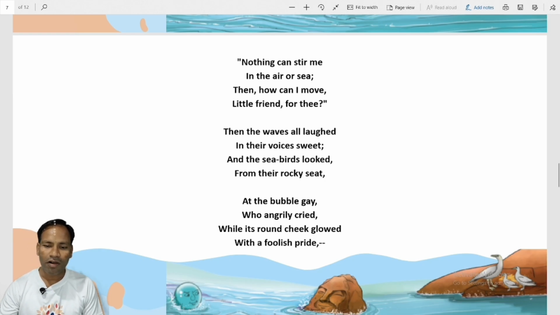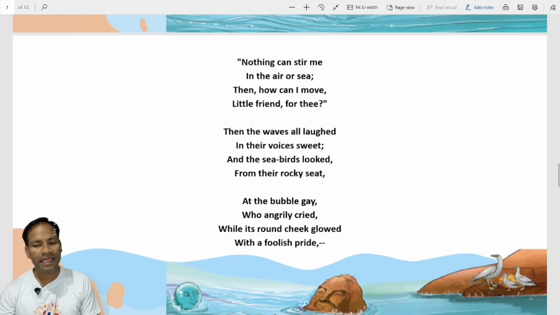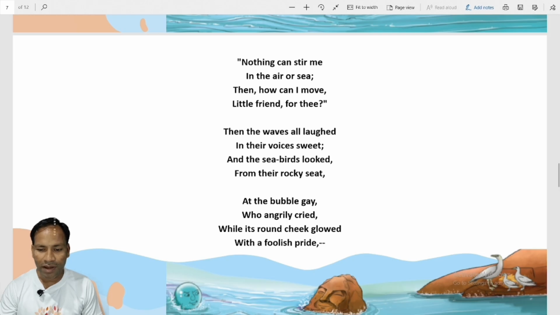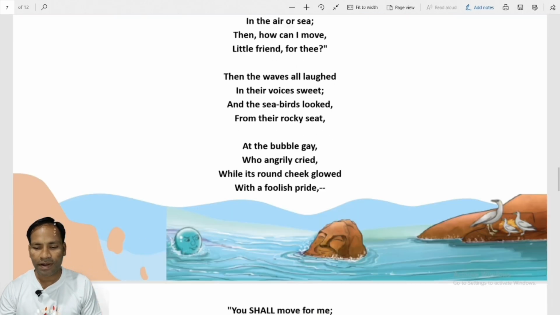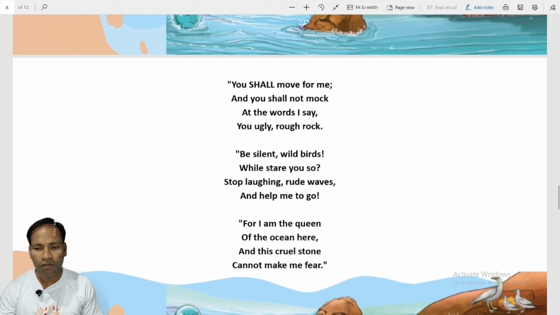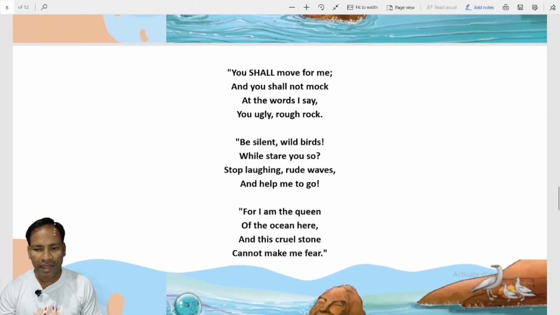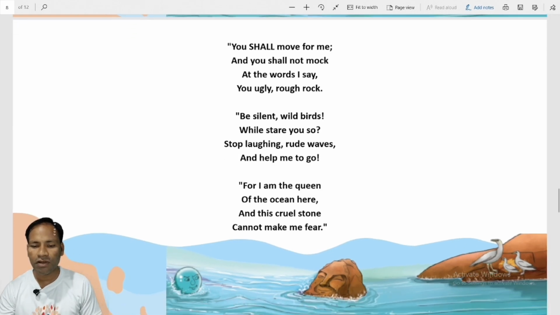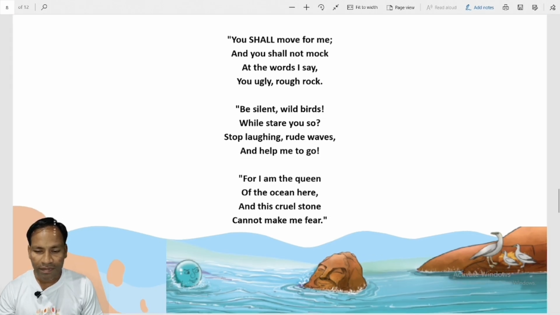Then the waves laughed in their voices sweet, and the sea birds looked from their rocky seat at the bubble gay, who angrily cried, while its round cheek glowed with a foolish pride. You shall move for me, and you shall not mock at the words I say, you ugly rough rock. Be silent, wild birds. Why stare you so? Stop laughing, rude waves, and help me to go. For I am the queen of the ocean here, and this cruel stone cannot make me fear.